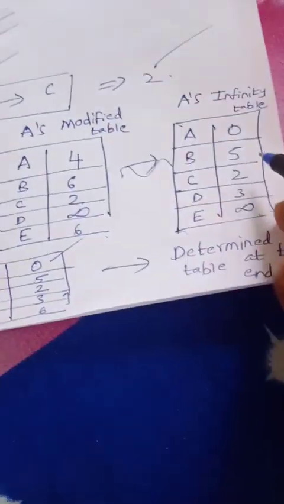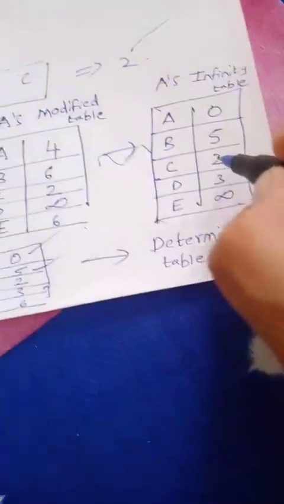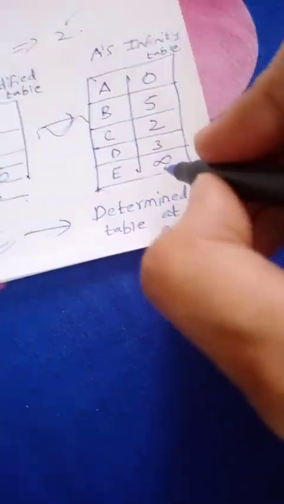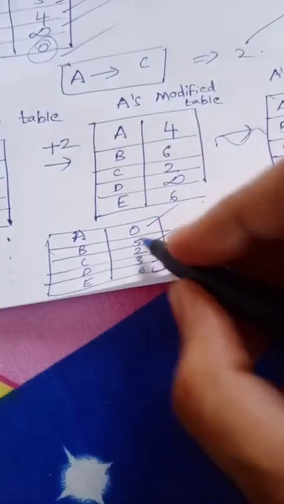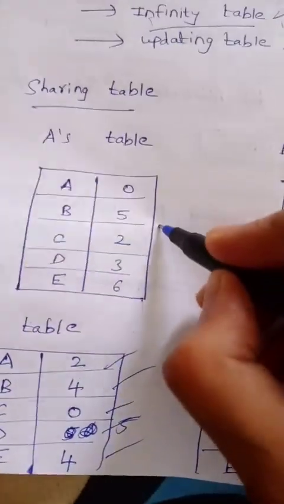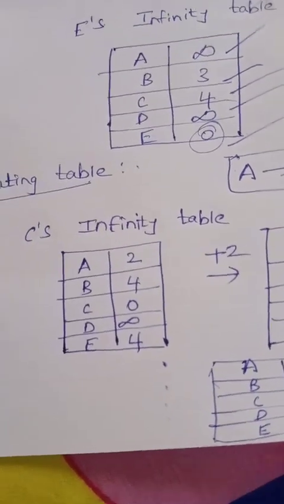And then 6 and 5. If you compare 6 and 5, which is the shortest path? 5. And if you compare 2 and 2, 2 will be the shortest path, I am writing here. And if I compare infinity and 3, I cannot compare, so straight away I can write 3. And if I compare 6 and infinity, which is the shortest? 6. So now you check this table: 0, 5, 2, 3 and 6. This will be similar to A's table which I got. So this will be considered as the determined table at the end.